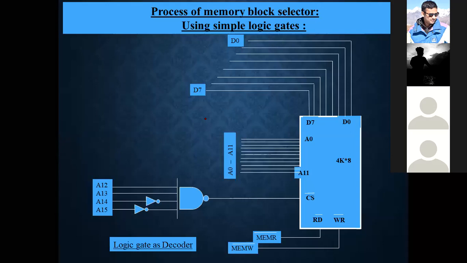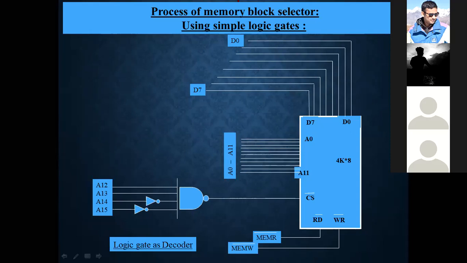4K means 1K into 4 we can write. So 1K means 1024 into 4. This means 1024 is 2 to the power 10, into 2 to the power 2. So 2 to the power how much? 12. Okay, so 2 to the power 12 is there. So this was also discussed.